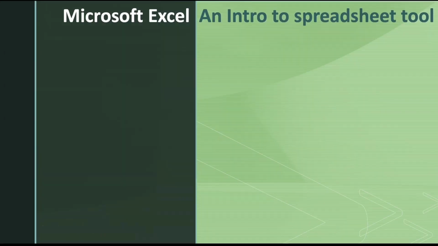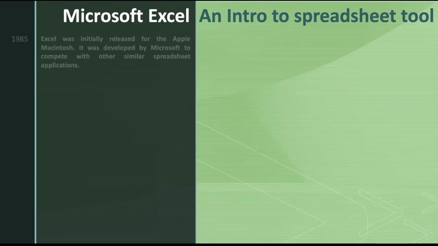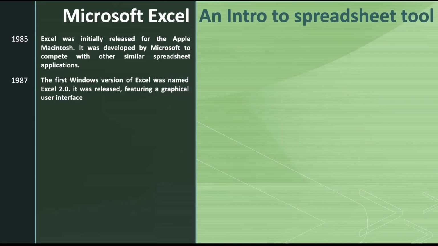Now let's look at how this wonderful tool started its journey. In 1985, Excel was created for Macintosh to compete against other spreadsheet software like Lotus 1-2-3. Two years later, Excel was released for Windows, named Excel 2.0. It was released with a graphical user interface.